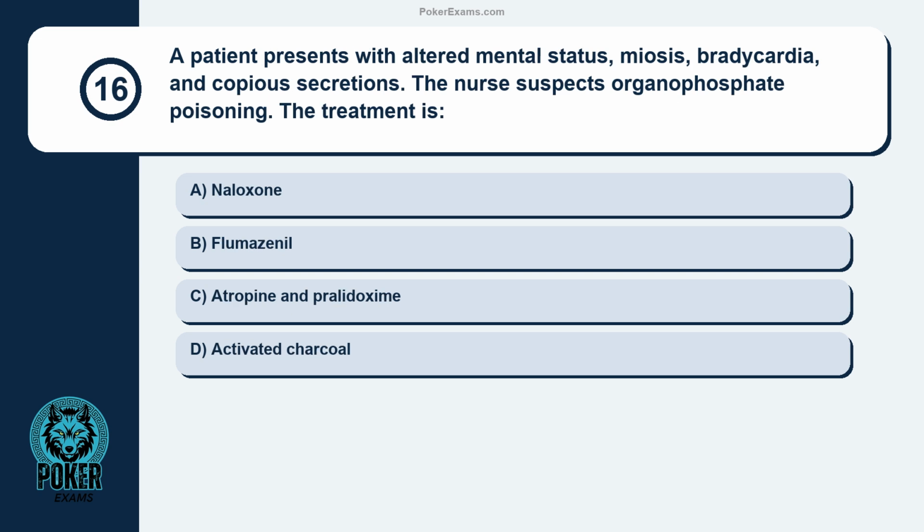Question 16. A patient presents with altered mental status, miosis, bradycardia, and copious secretions. The nurse suspects organophosphate poisoning. The treatment is: naloxone, flumazenil, atropine and pralidoxime, activated charcoal.